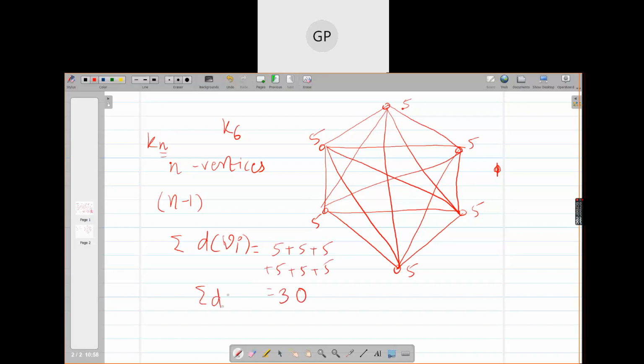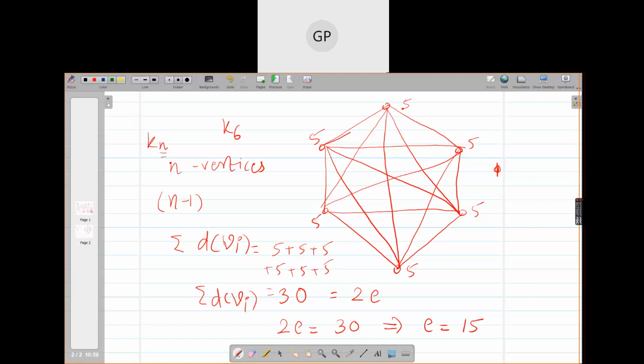But what does our handshaking lemma say? The total degree of the graph is equal to 2 times the number of edges, right? So how many edges are there then? If 2e is 30, then what is e? 15. Now you can actually count the edges here.